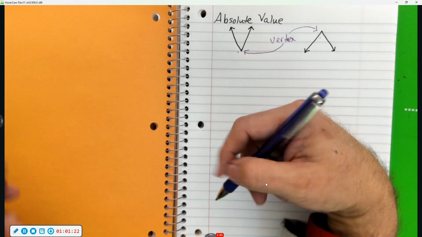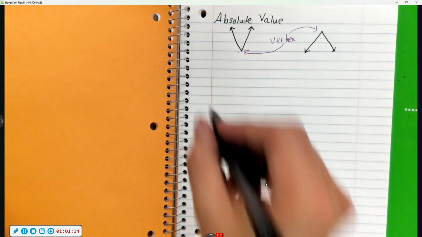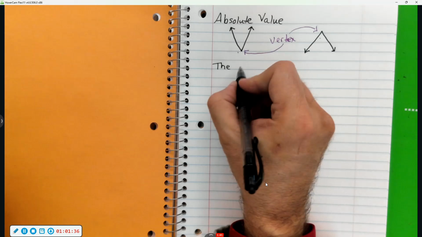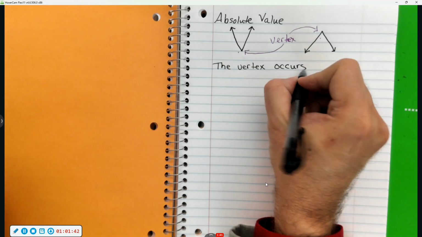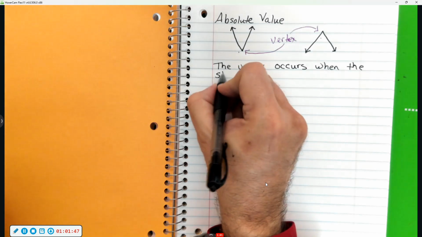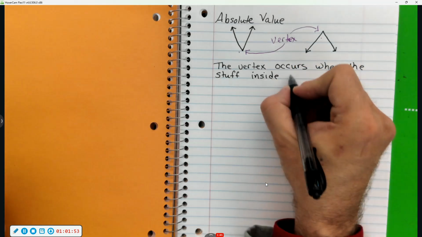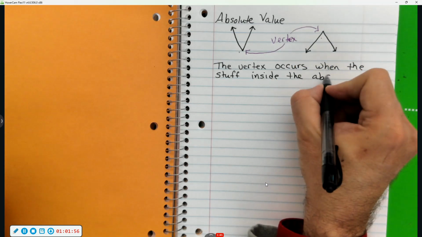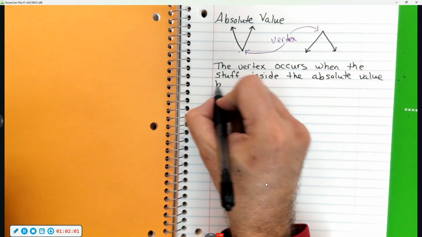I guess I'm going to go ahead and tell you. This absolute value tool is the trickiest of them all. That's why I saved that tool for the last one. So, with the absolute value tools, the vertex, this is going to be important, occurs when the stuff inside the absolute value bars equals 0.